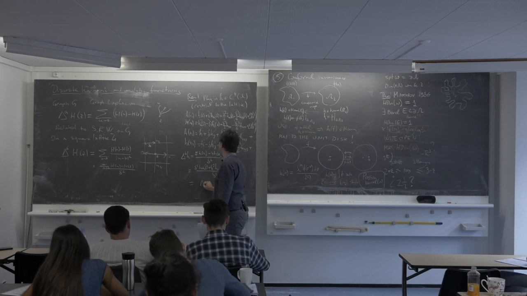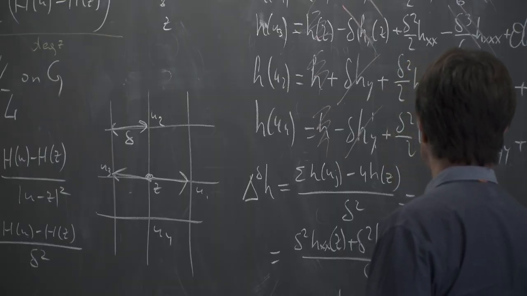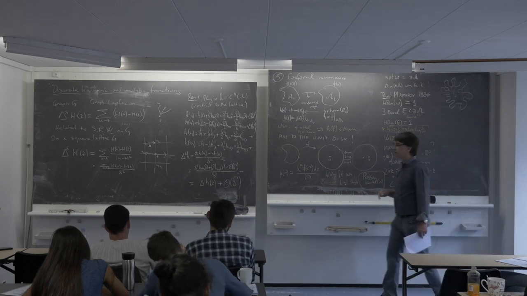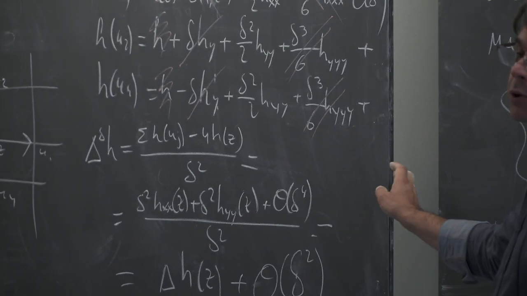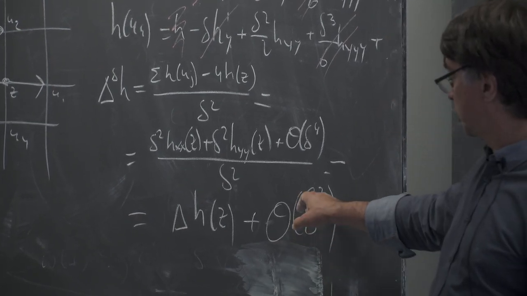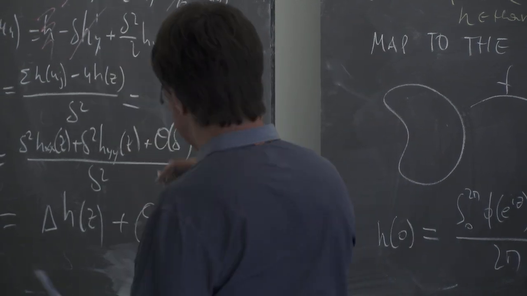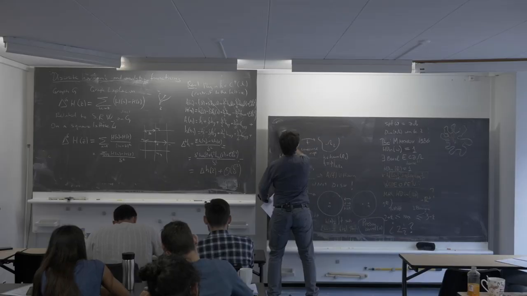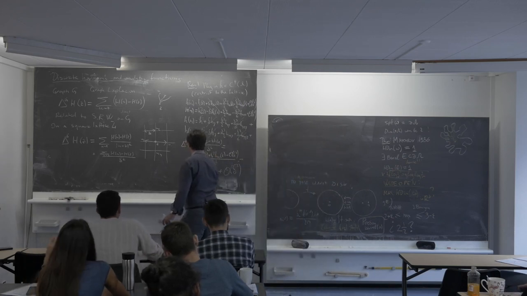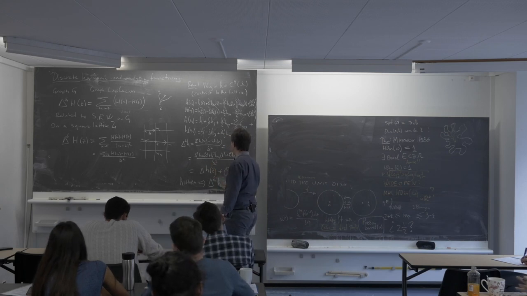So we get the Laplacian of h at point z. That's why I divided by delta squared in the first place. Plus O capital of delta squared. So we call this thing Laplacian because it is exactly the Laplacian up to a small perturbation. The O capital is in terms of the maximum of the degree 4 derivative, and one should note that it's delta squared, not delta, so it's slightly better because of the symmetry. In particular this also means that if h is continuously harmonic, then the discrete Laplacian of h is O capital of delta squared.